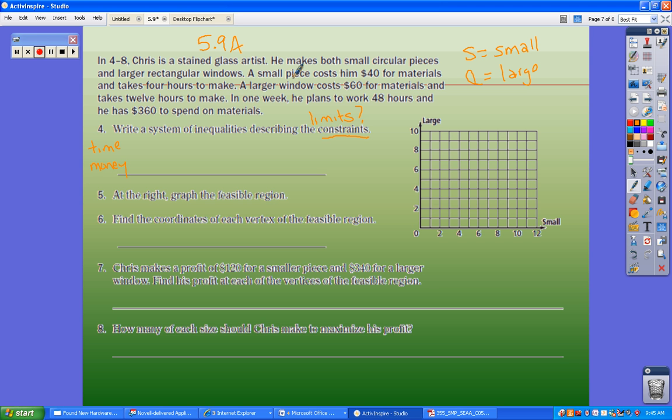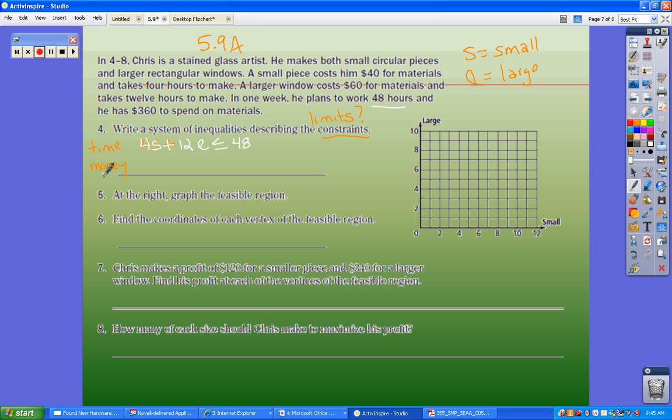So time. A small piece takes him 4 hours to make. So 4 for a small plus how long for the large? It says 12 for a large. And I only have 48 hours to work. So this, when I put them together, has to be less than or equal to 48 hours.